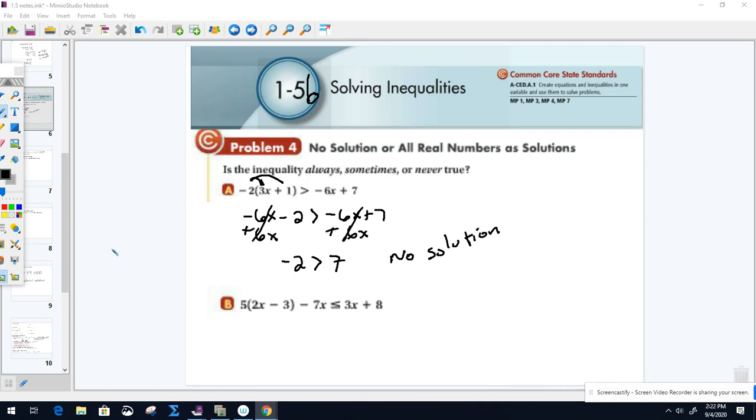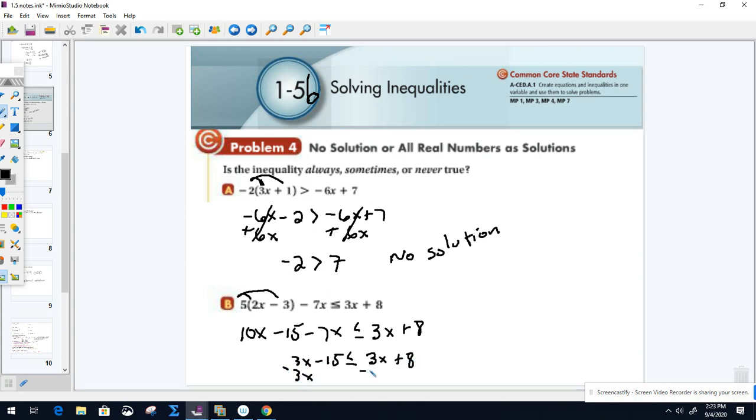Okay, likewise, if I go through and do this next problem here, it would give me a 10x, distribute the 5 here, would be minus 15, minus 7x is less than or equal to 3x plus 8. And I would combine like terms on this side. So I got 10x minus 7x, which is a 3x, minus 15 is less than or equal to 3x plus 8. And when I subtract 3x from both sides, sorry, I'm running out of room here, that would leave me with negative 15 is less than or equal to 8.